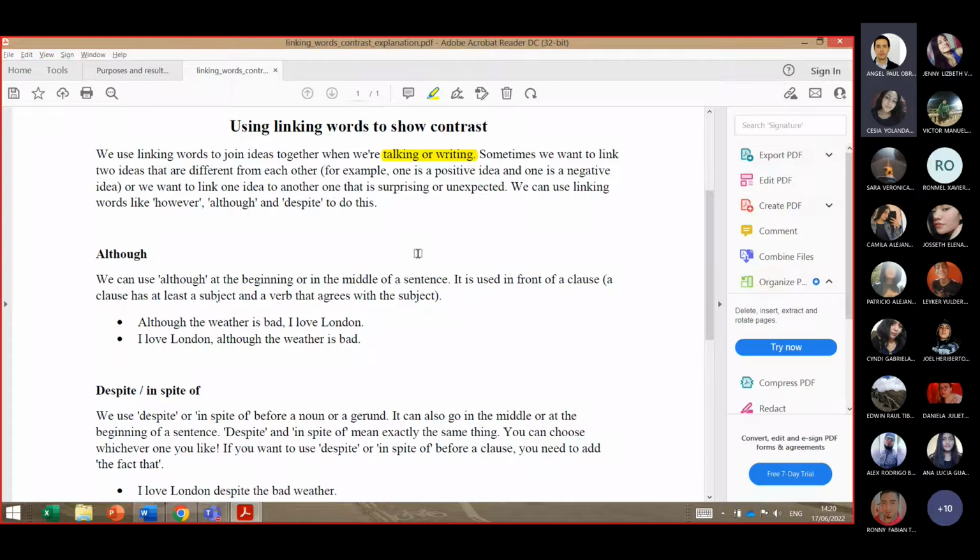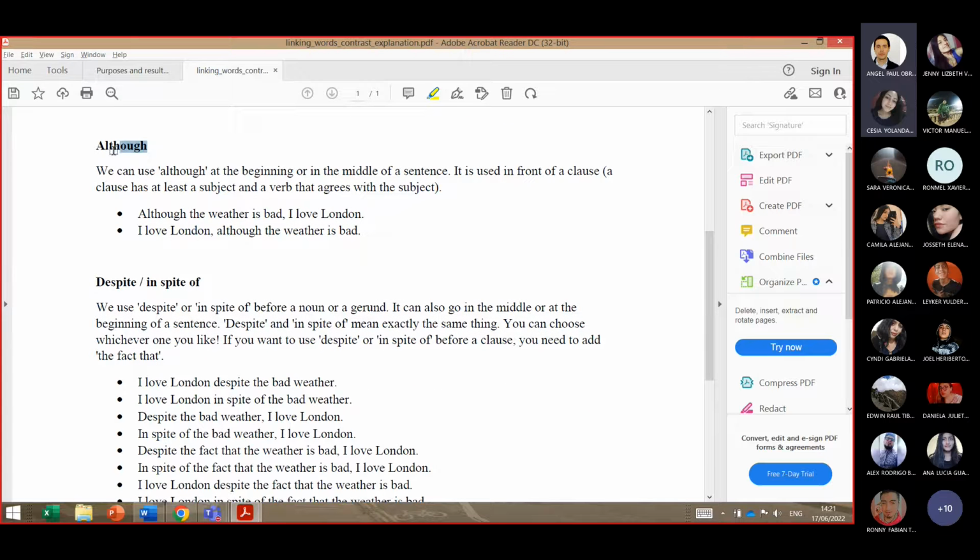O otra idea es unexpected, ¿no? Algo que no esperaban. Entonces podemos utilizar estos linking words como however, ¿sí? O although, despite, ¿sí? Hay algunos, ¿no? Entonces vamos a ver. Although.